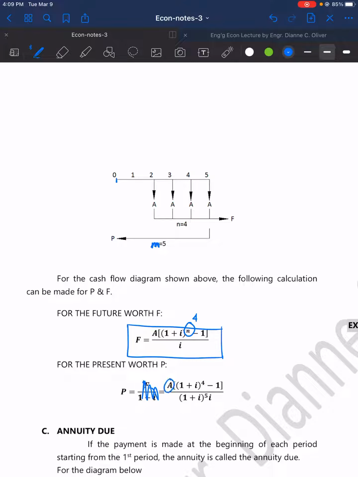So we have A multiplied with 1 plus I raised to the number of payments minus 1, all over this portion here, 1 plus I raised to M, where M here is the number of periods, multiplied with I. So this is the present worth formula.